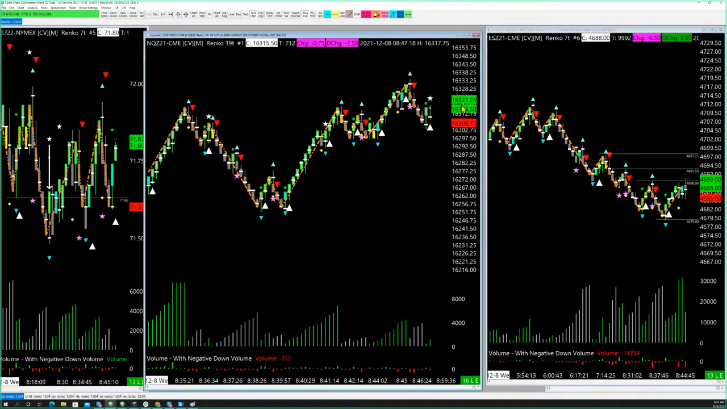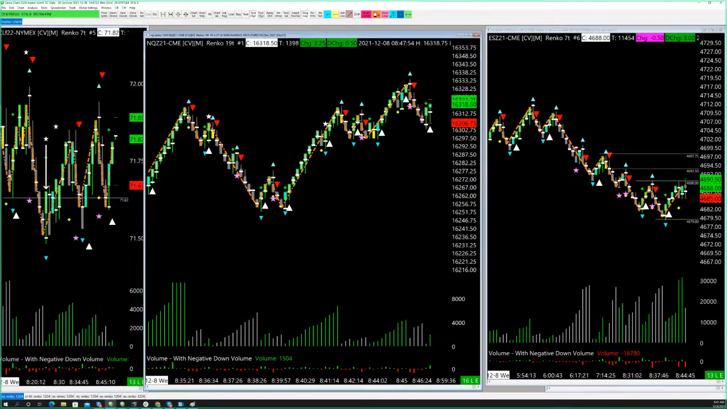So it has to print 16,321. And I'll be ready to place my sell stop once it does. If it doesn't print it, I got nothing. It's all right if it doesn't print it either. It doesn't have to. It'll print plenty of times today, trust me. Come on, y'all can do it.